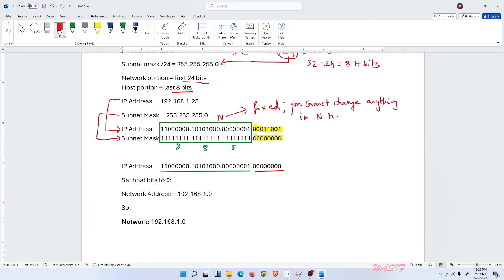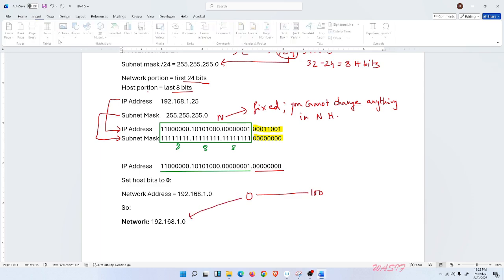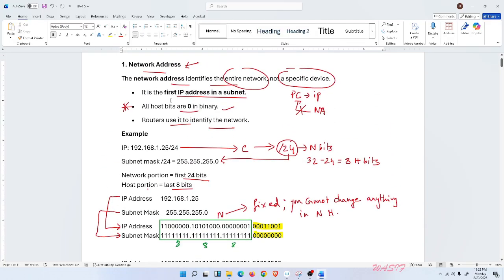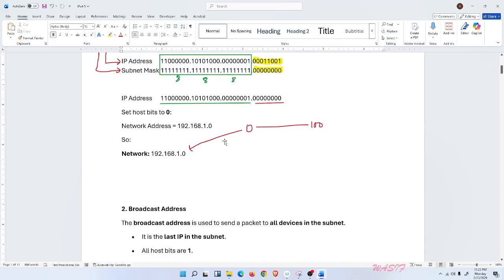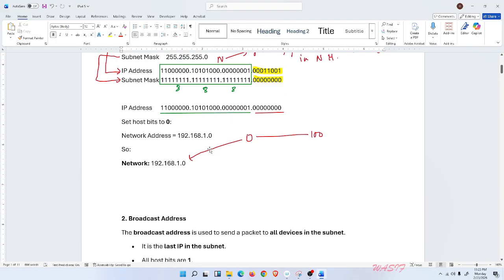Now look at here very carefully. Think about a table. The first number is 0 and the last number of the table could be 100, could be 99, doesn't matter, but it always starts with 0. So this is the first address of the subnet, the first IP address of the subnet. This is the network address, and it cannot be assigned to an individual device. Now look at here very carefully.